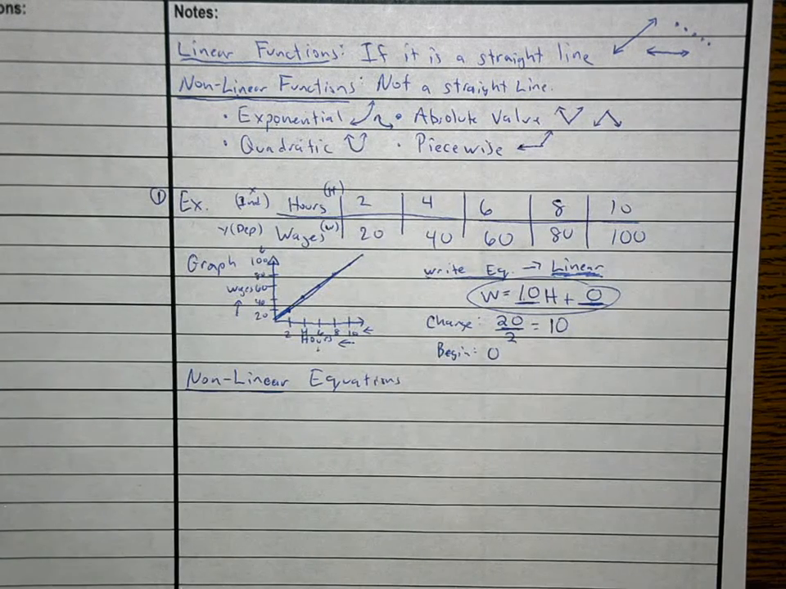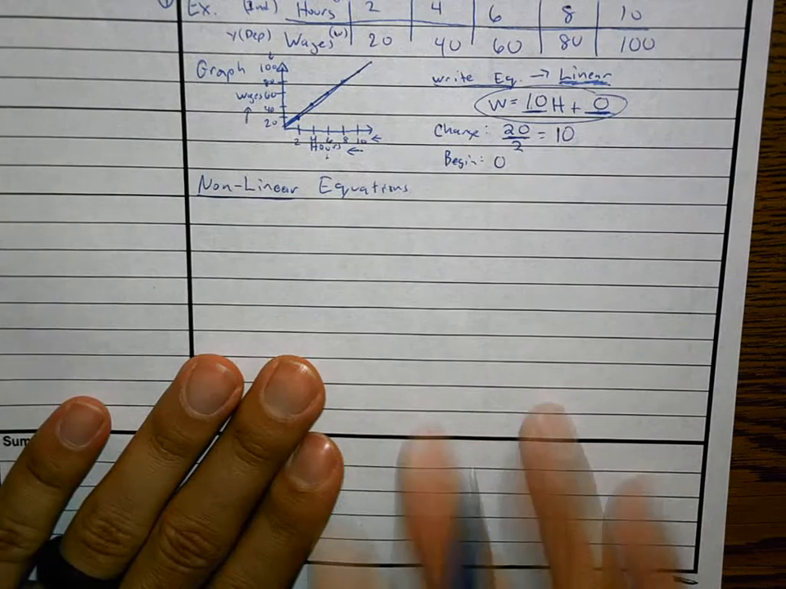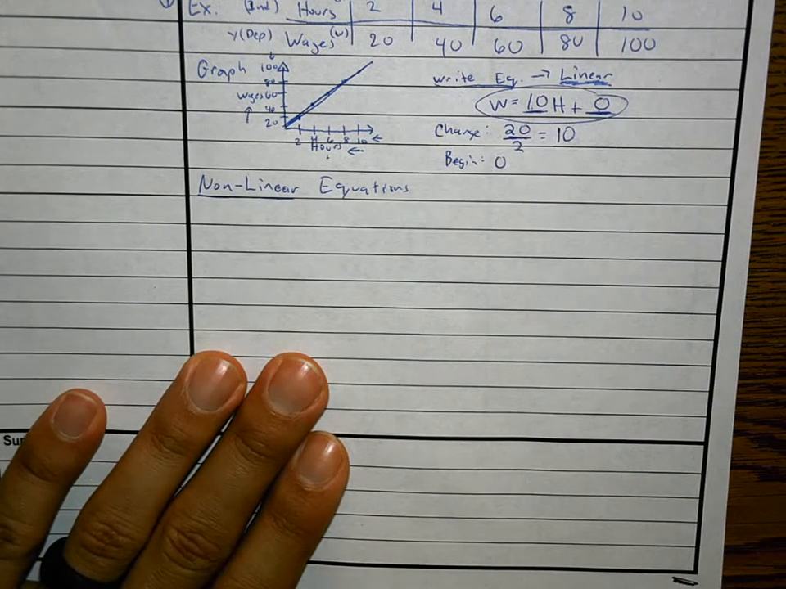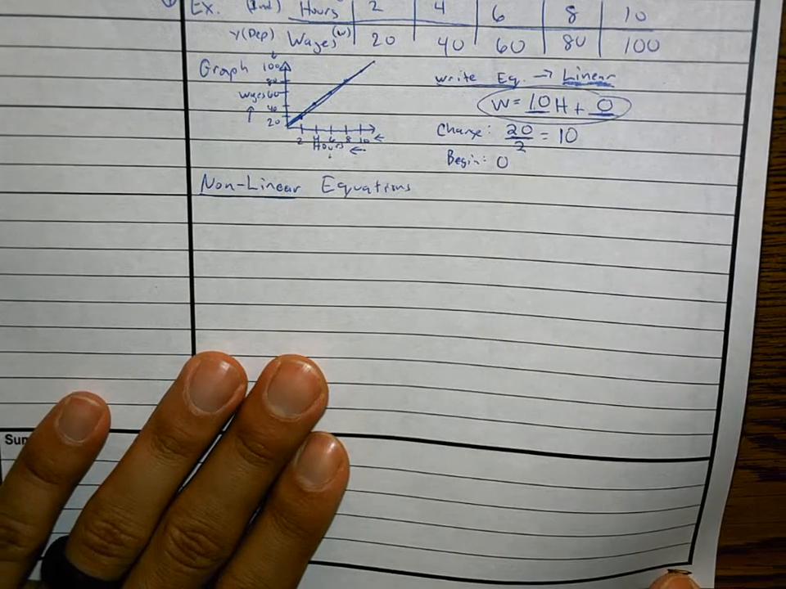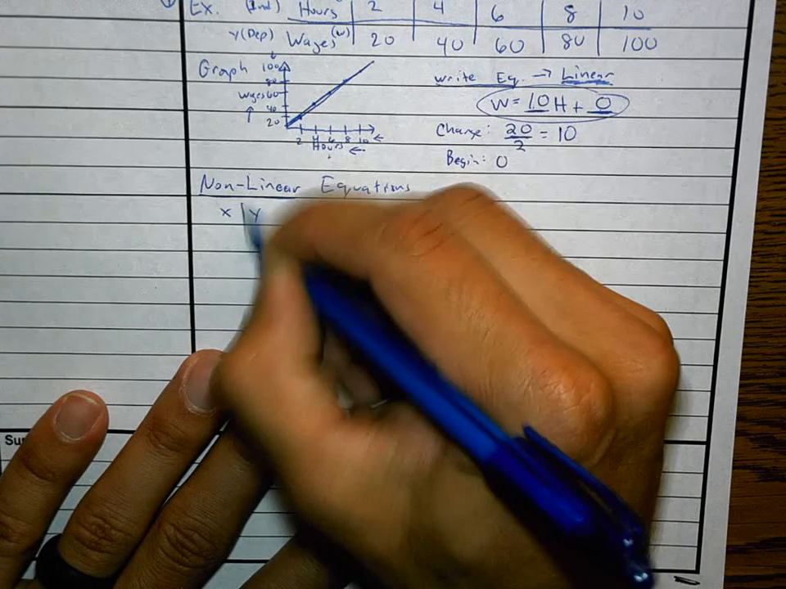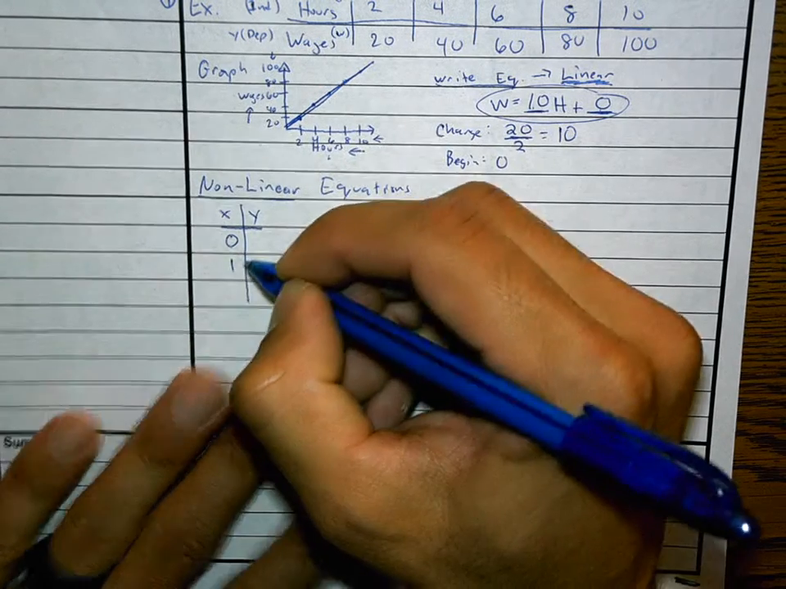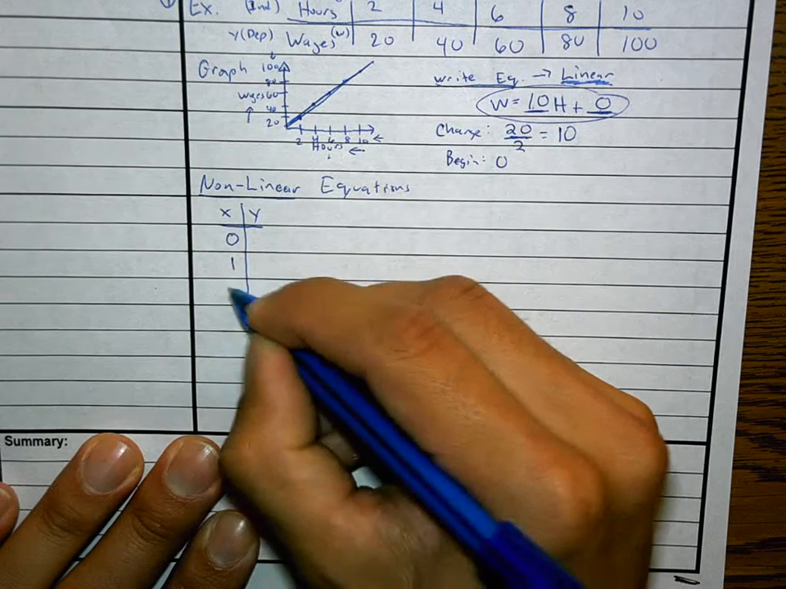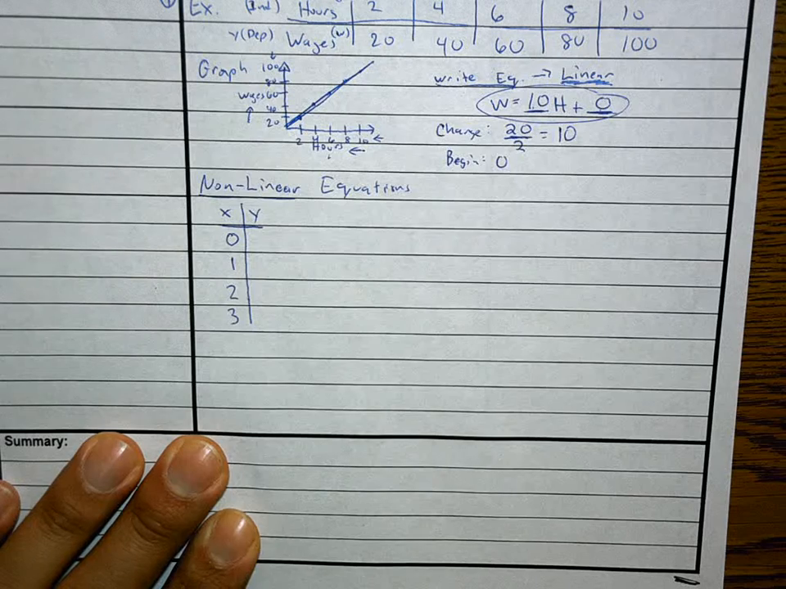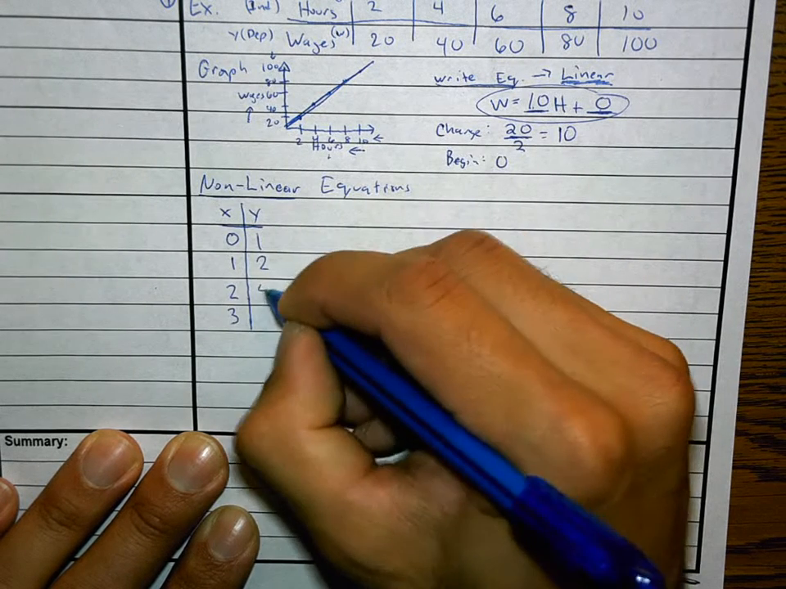Let me scroll that up a little. Sometimes on this worksheet, you're going to have a nonlinear equation. Let me show you an example. Here's x, here's y. I'm going to write my numbers as 0, 1, 2, and 3. That looks pretty good. And then I'm going to have 1, 2, 4, and 8.